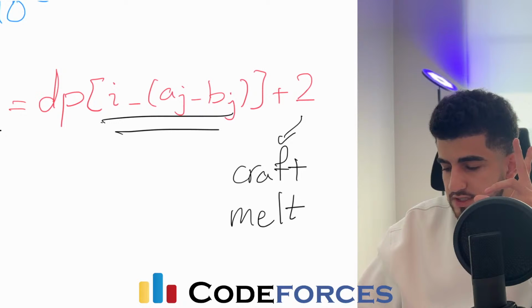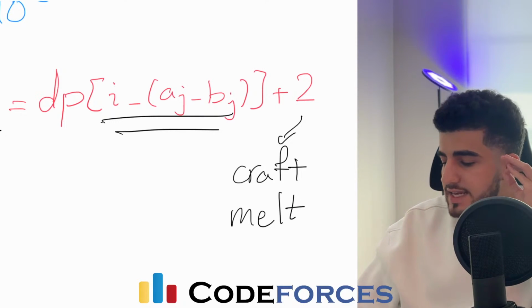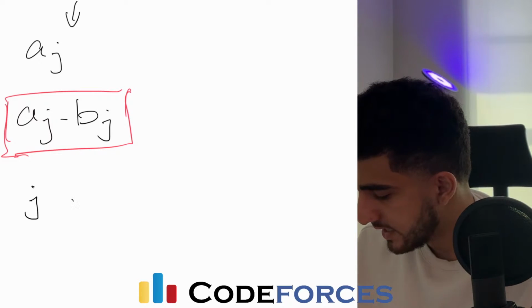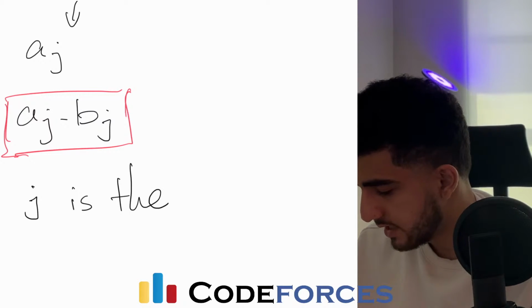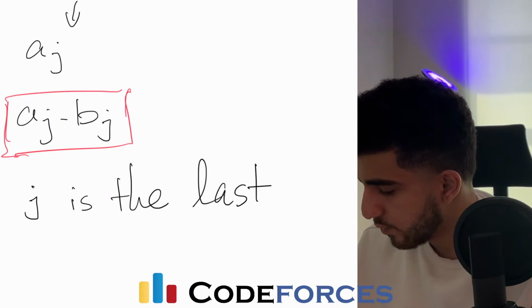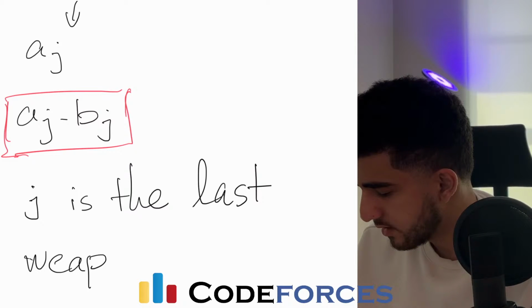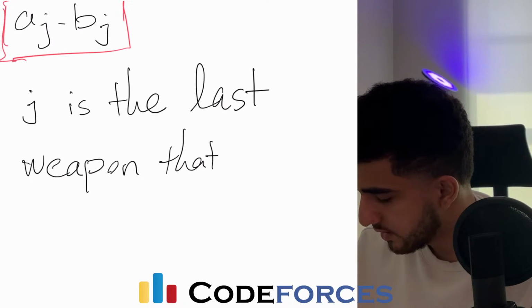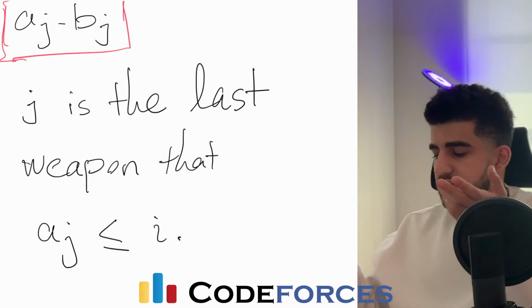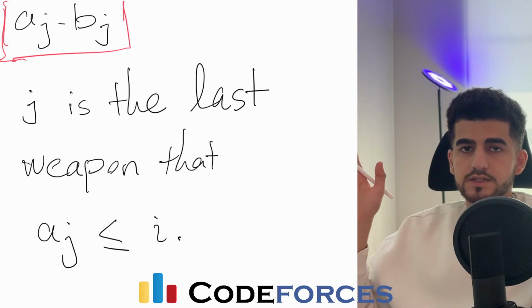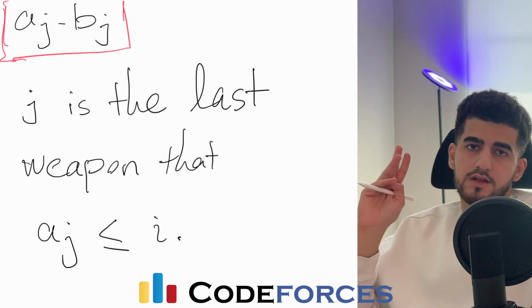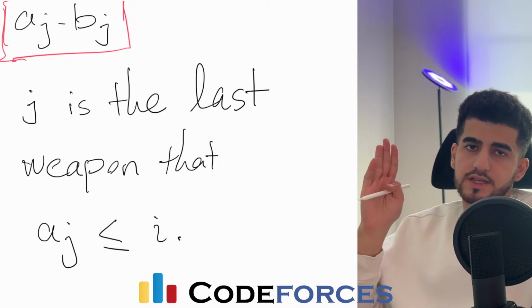What is J? What is the value of J? J is the latest weapon. J is the last weapon such that A of J is less than or equal to I. So it means that if I have I units of metals, what is the greatest sword that I can make? What is the greatest weapon that I can make?